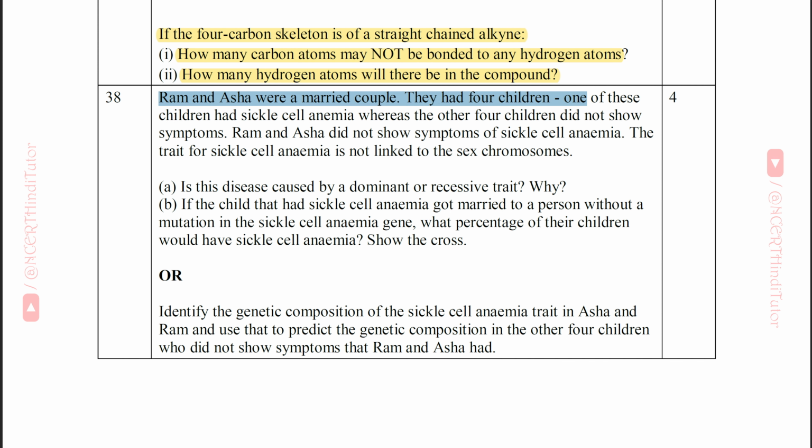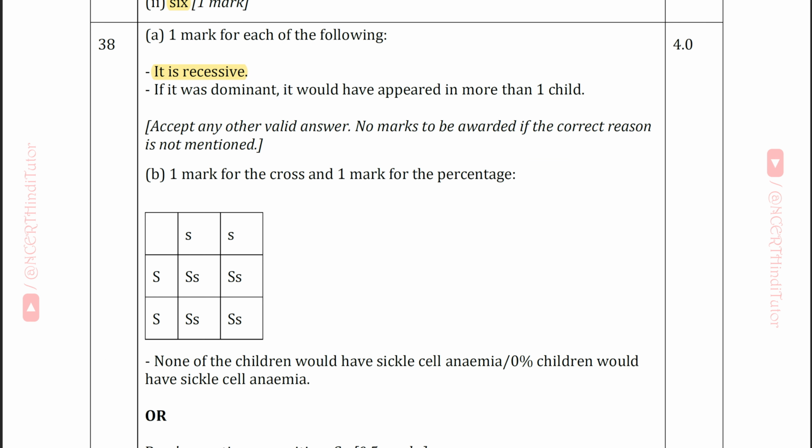Ram and Asha were a married couple. They had 4 children. One of these children had sickle cell anemia, whereas the other 4 children did not show symptoms. Ram and Asha did not show symptoms of sickle cell anemia. The trait for sickle cell anemia is not linked to the sex chromosomes. A. Is this disease caused by a dominant or recessive trait? Why? Answer: it is recessive.